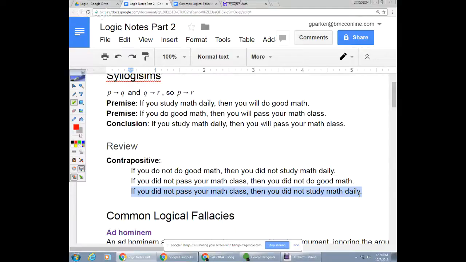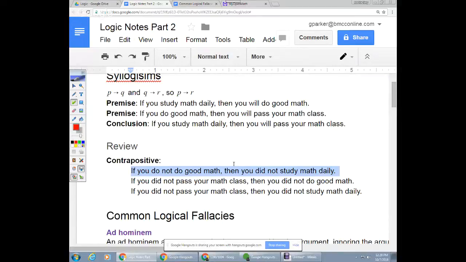All right, so contrapositive means, given a sentence like "If you study math daily, then you will do good in math," that's an implication or a conditional. You flip it and negate both parts, which is the new sentence there. That's how you make a contrapositive. Truth of one implies the truth of the other.